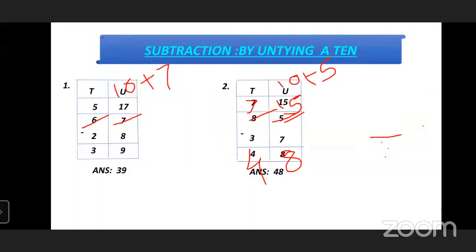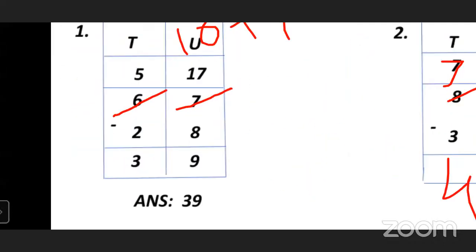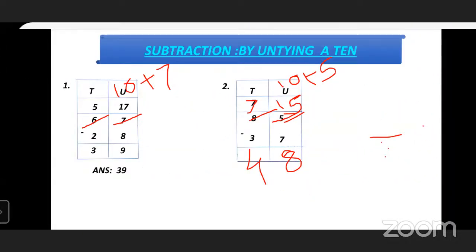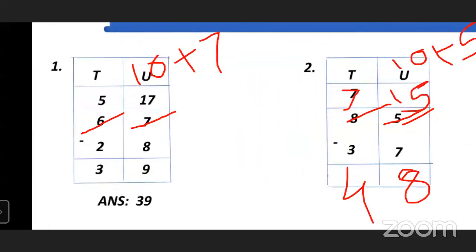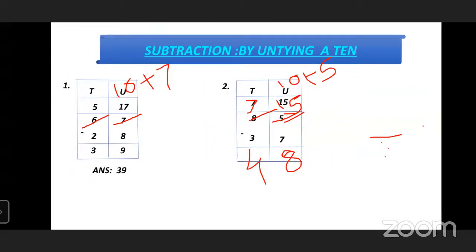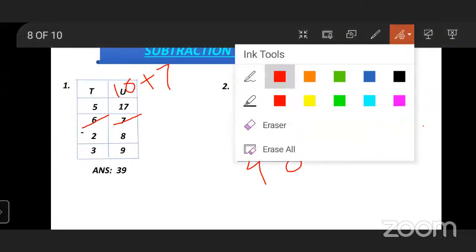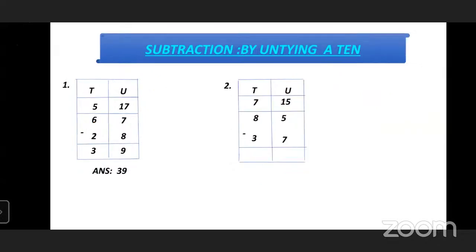So see what we have seen today. We have seen that when we convert 100 into tens, 100 is equal to 10 tens. And if we convert 110 into units, that is equal to 10 units. 110 is equal to 10 units.